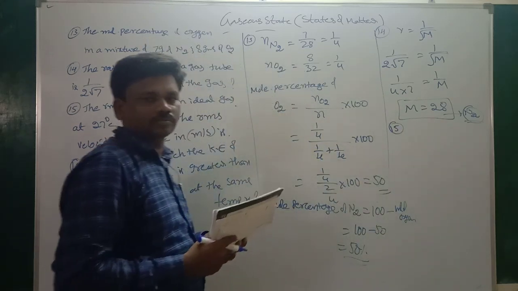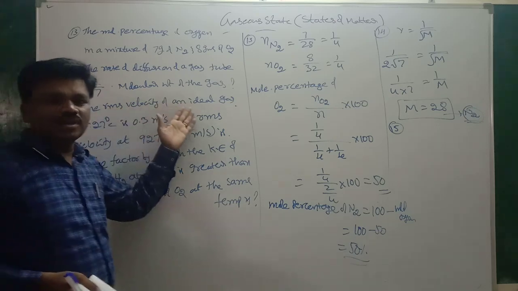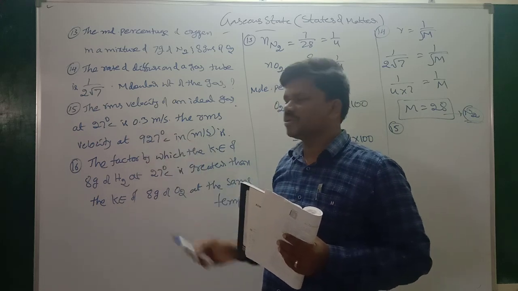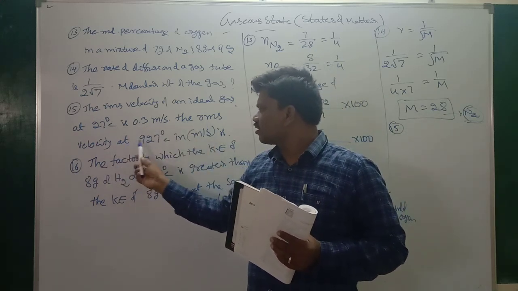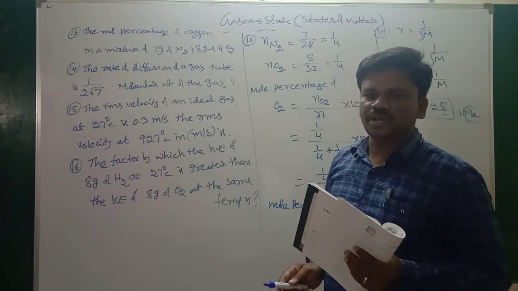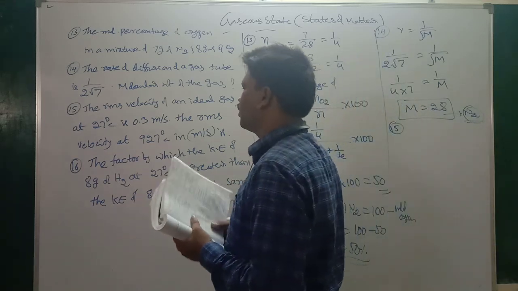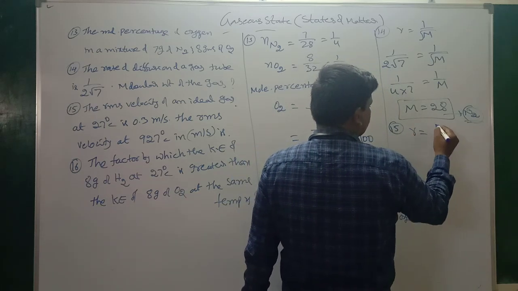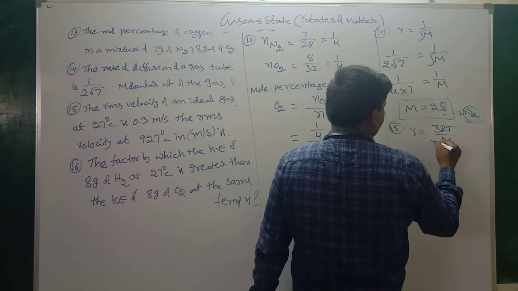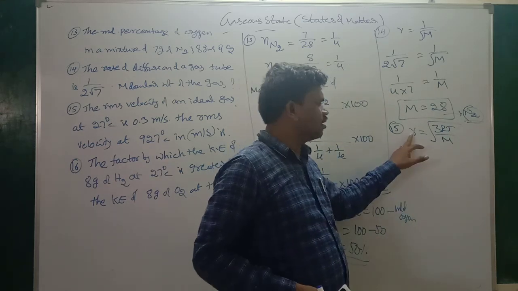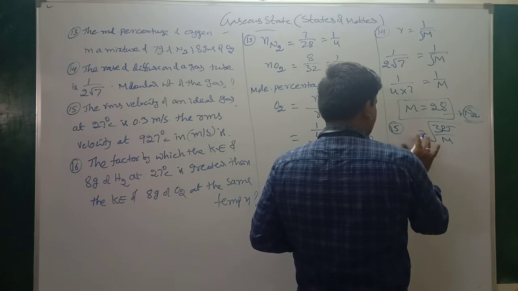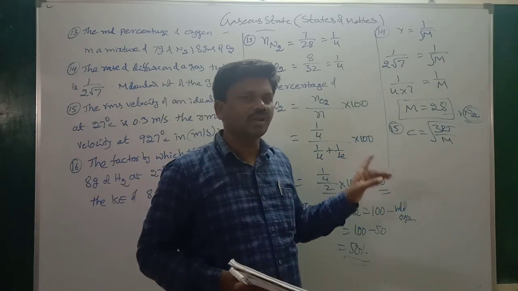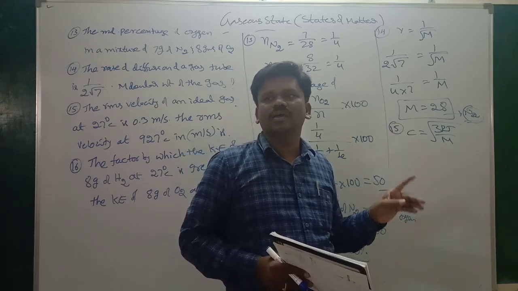And another one. The RMS velocity of an ideal gas at 27 degrees centigrade is 0.3 meter per second. Find the RMS velocity at 927 degrees centigrade in meters per second. First of all, the relation between RMS velocity and temperature. RMS velocity C equals the square root of 3RT by M. Here, the RMS velocity and temperature are directly proportional.